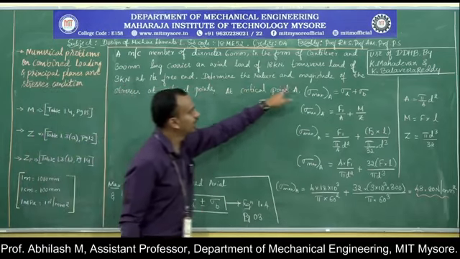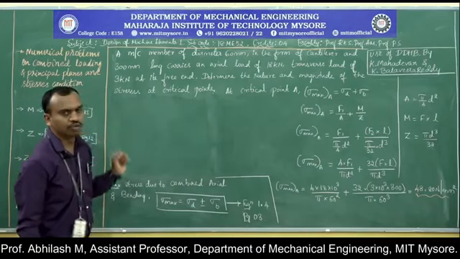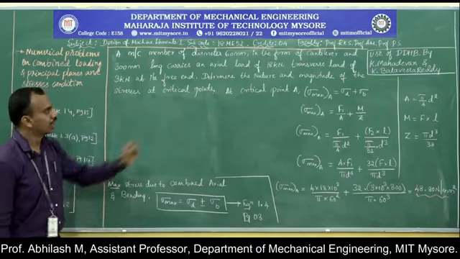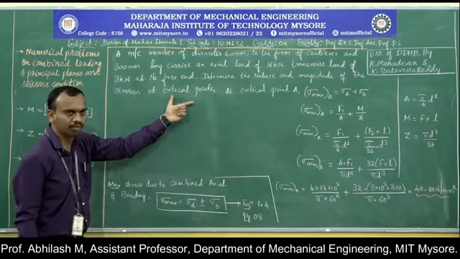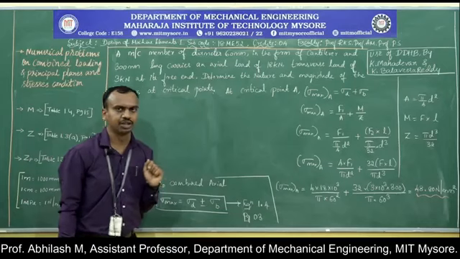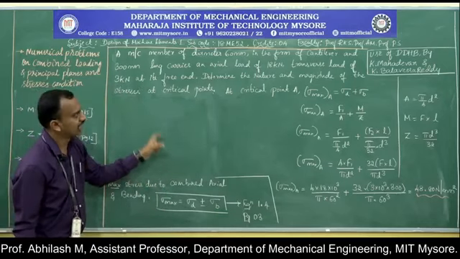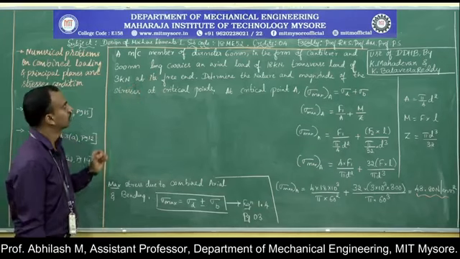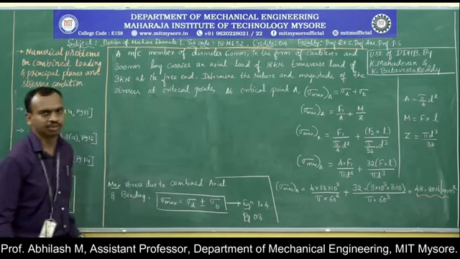So determine the nature and magnitude of the stresses at the critical points. So we are supposed to identify the nature and magnitude of the stresses at critical points for the given condition. First we will try to analyze the data and write on a sketch what type of condition it is. So they are stating that a machine member of diameter 60 millimeter.